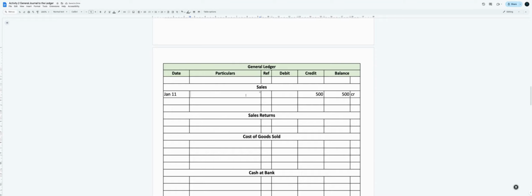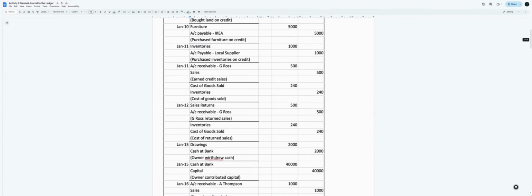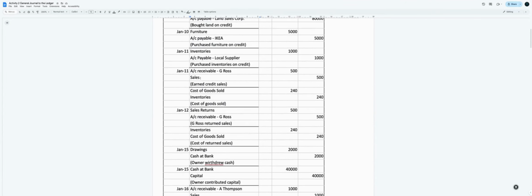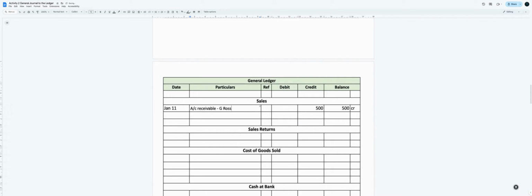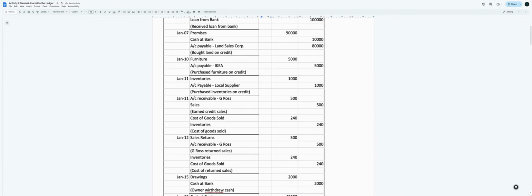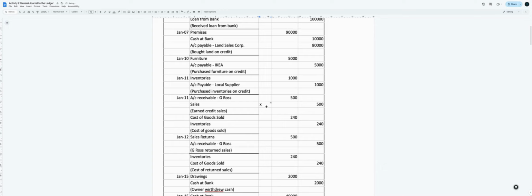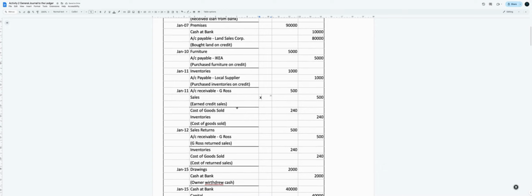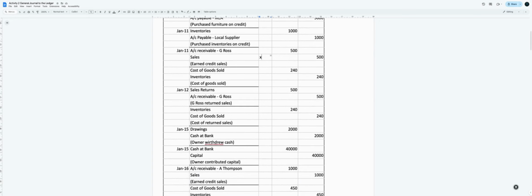But what do we write in the particulars? Let's go back up and have a look at that January 11. We can see that that $500 related to this accounts receivable G Ross. So let's go ahead and pop that in the particulars. Because I've posted that, I can put in a tick or some mark to indicate that I've posted it. And I'll put it up here as well. So I posted that sales. Let's look through to see if there are any more sales.